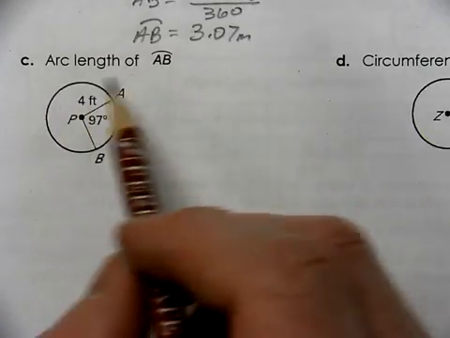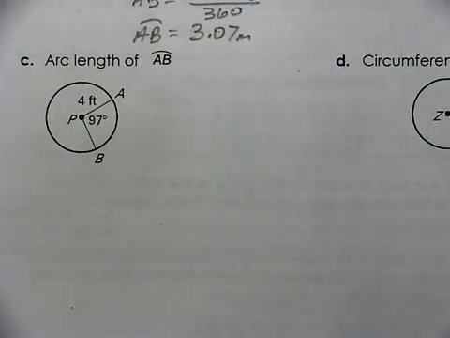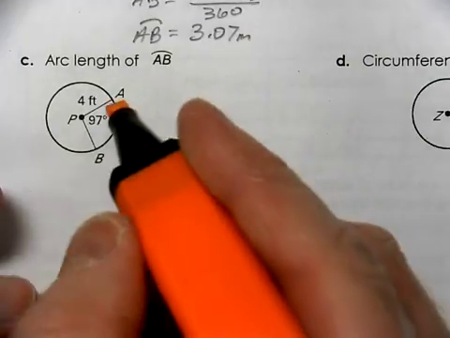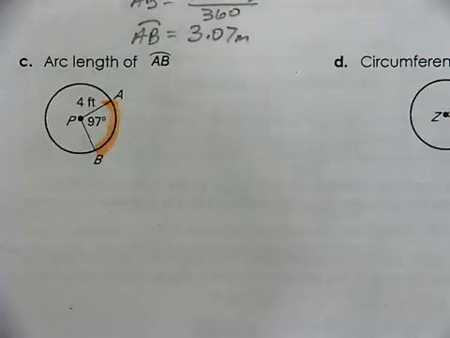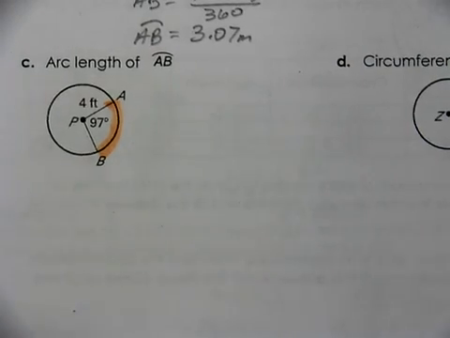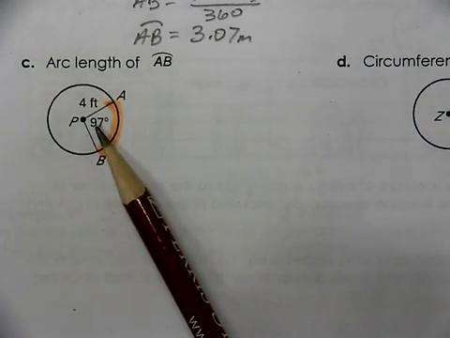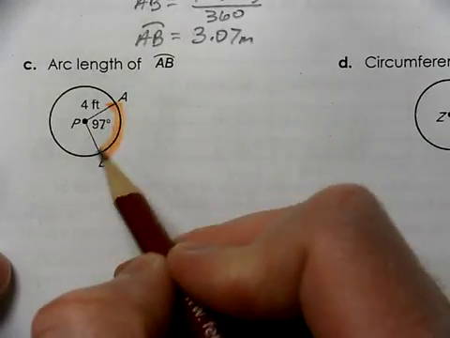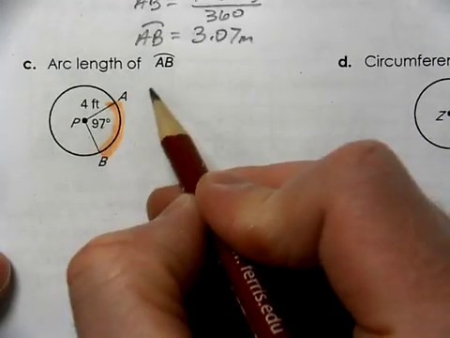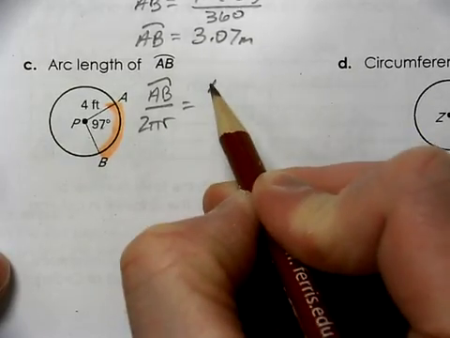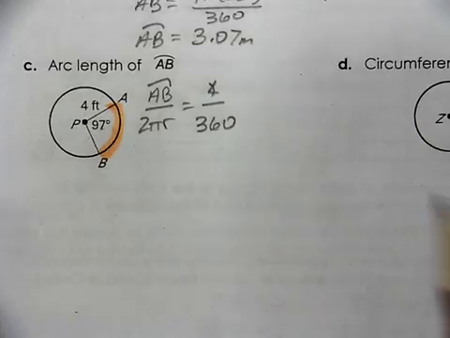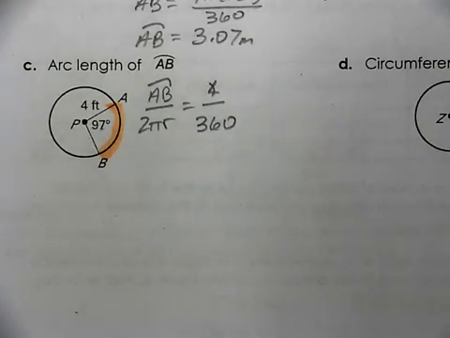For question C, we're asking for the arc length of AB. That measurement, again, very much like letter A, is our arc measure. In this case, this has a central angle of 97. We're looking for the arc length. How far is that if the radius is 4? Arc length over 2 pi r equals the central angle over 360. Notice that each one of these, we're setting it up the same way. So what values go where in our proportion?